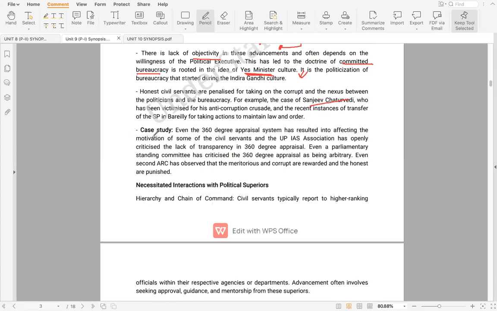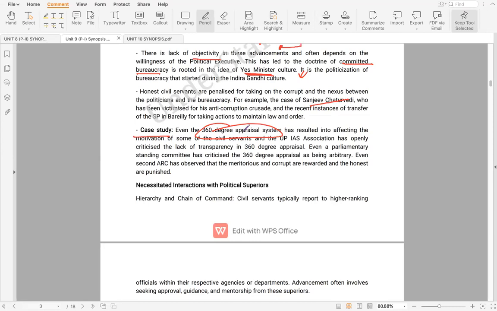Even the 360-degree appraisal system has resulted in affecting the motivation of some of the civil servants, and the UP IAS Association has openly criticized the lack of transparency in the 360 appraisal itself. Even a parliamentary standing committee has criticized the 360-degree appraisal as being arbitrary. Even the Second ARC has observed that the meritorious and corrupt are rewarded and the honest are punished.